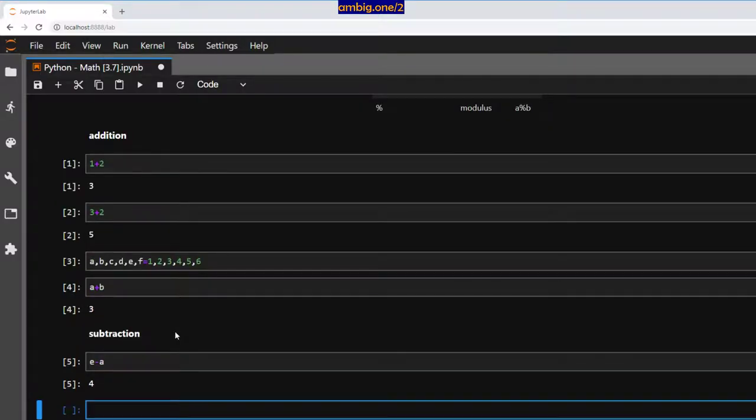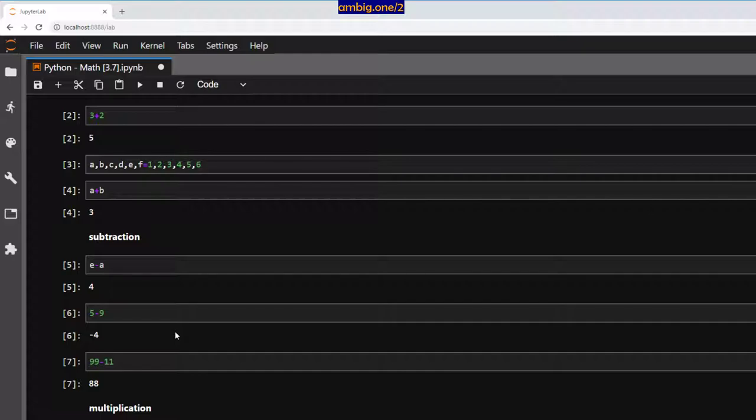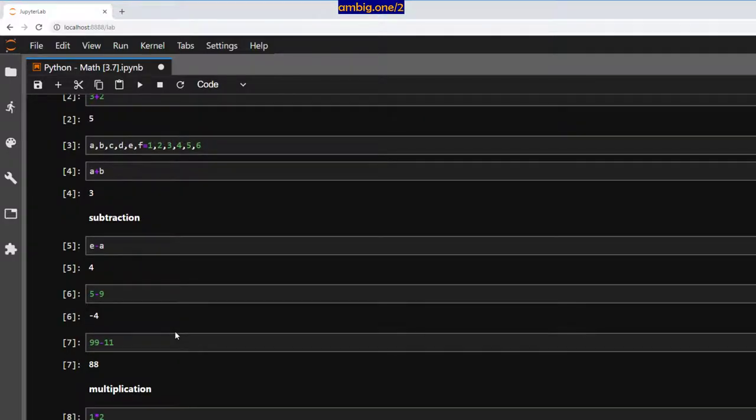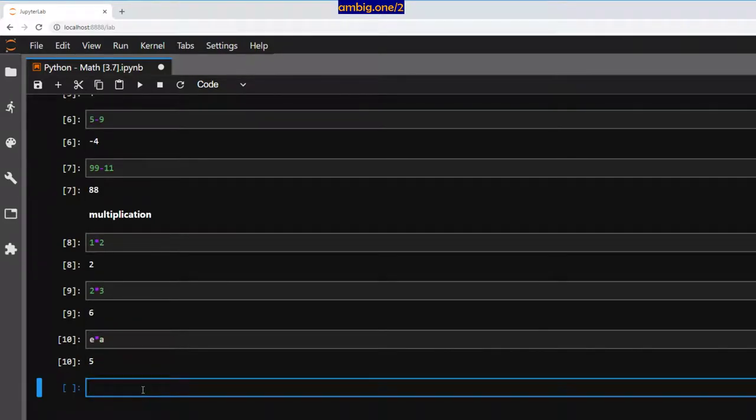E minus A is 4, 5 minus 9 is minus 4, 99 minus 11 is 88. Let's look at multiplication. One star two, two star three, E star A. Yep, this is just like a regular calculator. Then you have division.